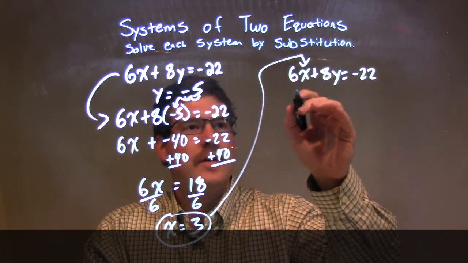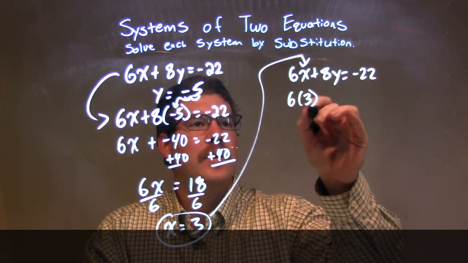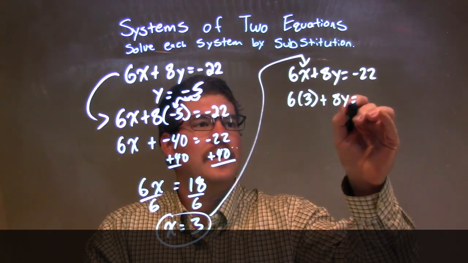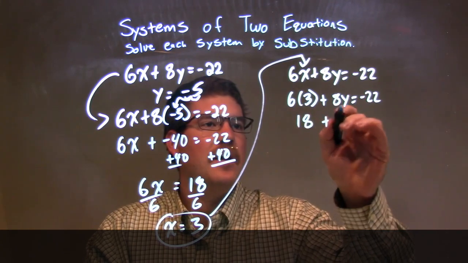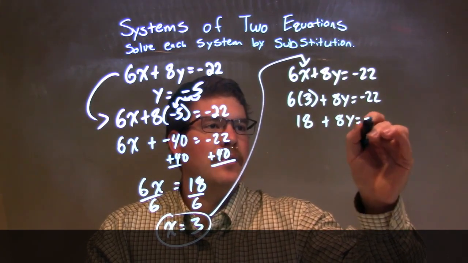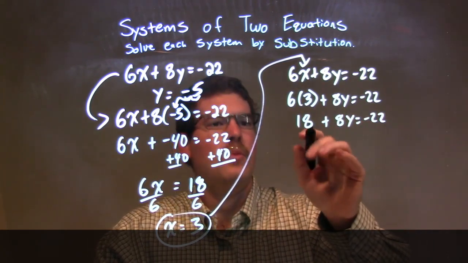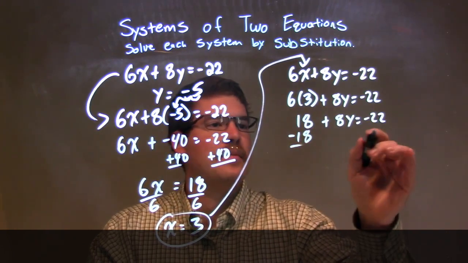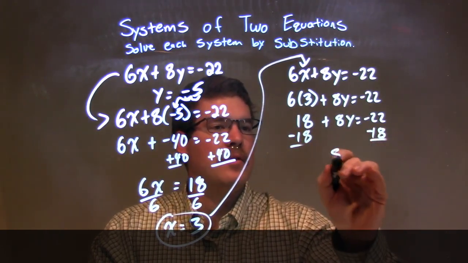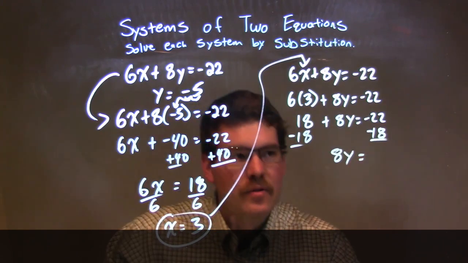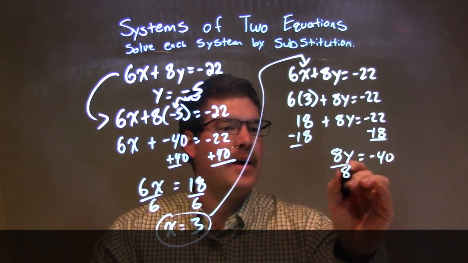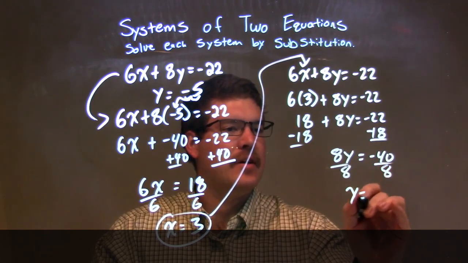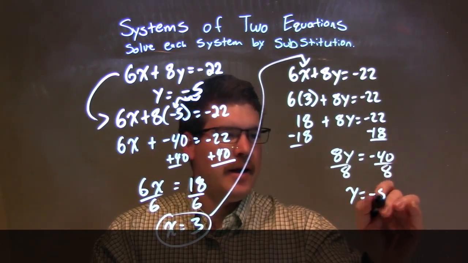3 goes in for x there. 6 times 3, right, plus 8y equals a negative 22. 6 times 3 is 18, and now we add the 8y to it equals negative 22. We subtract 18 from both sides to get y by itself. 8y equals negative 22 minus 18, which is negative 40. And divided by 8 to both sides, y is by itself, negative 40 divided by 8, negative 5.